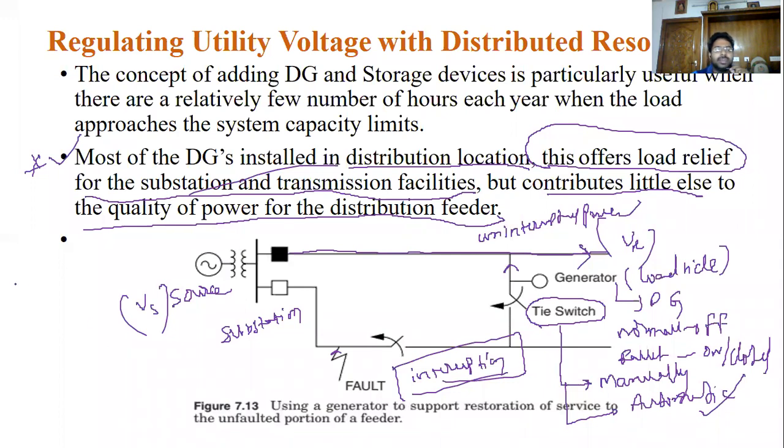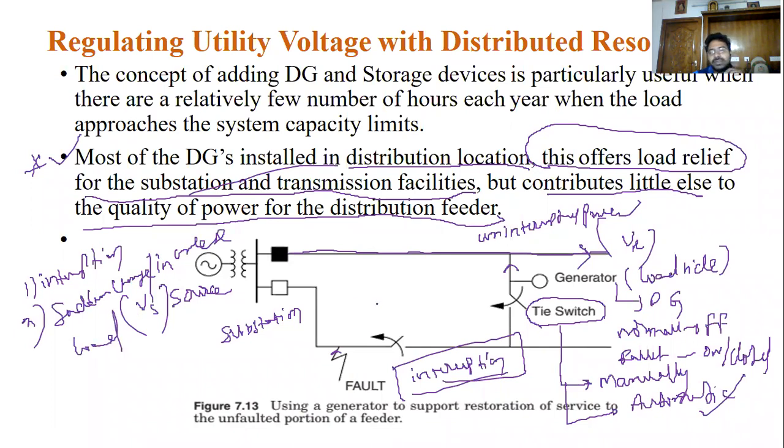One is that it can maintain the interruption case. Then there is another: a sudden change, or sudden increase, in load. At that time also, these distributed generators will be helpful for supplying the additional amount of power to meet the load demand.